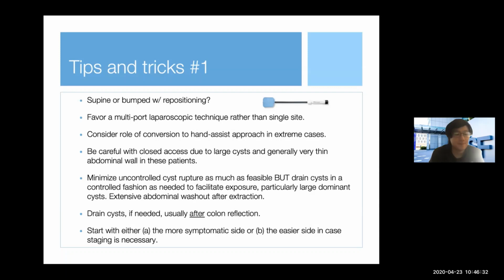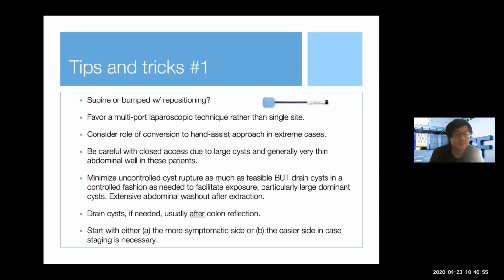I generally like to do multi-port laparoscopy. I don't think these are great single-site cases just for a variety of reasons. There are some situations where hand assist is a very helpful adjunct if you are having difficulty exposing what you need to see. Watch out for closed access in these patients. Even though they look large, they have very little abdominal wall fat.